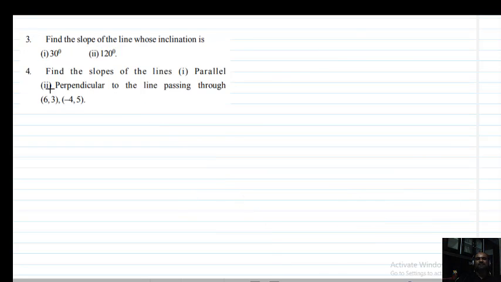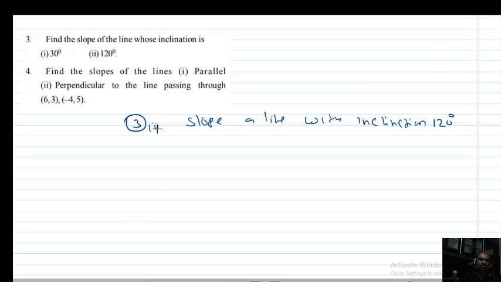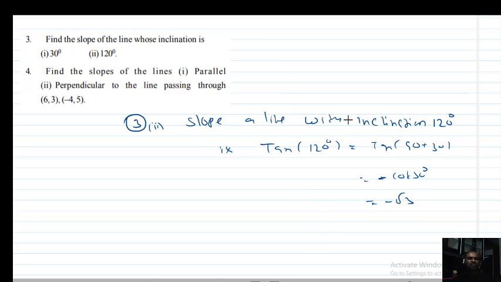Next question, third question. Find the slope of the line whose inclinations are given, you want to find slope. Third problem, slope of, first one, slope of a line with inclination 120, I will take. Second problem I want to explain is tan 120, that is equal tan of (90 plus 30), that is equal minus cot 30, that is equal minus root 3. Okay, remaining problems you can complete.